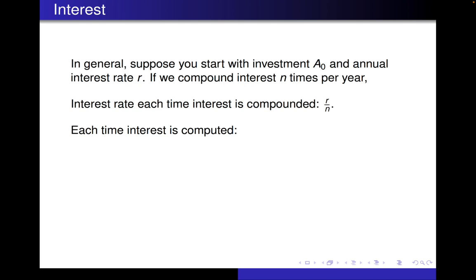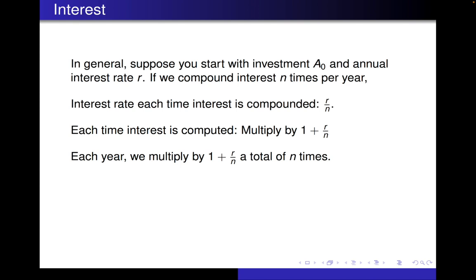Each time we compute the interest, what we're going to take is whatever we had before we computed that interest and multiply that by 1 plus R over n. Remember, R over n is the fraction form of the interest rate that we're earning. 1 plus that is what we multiply by to get the next amount of money.